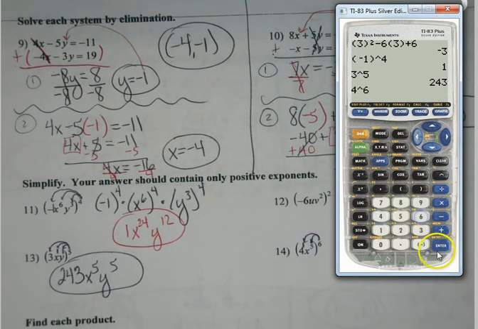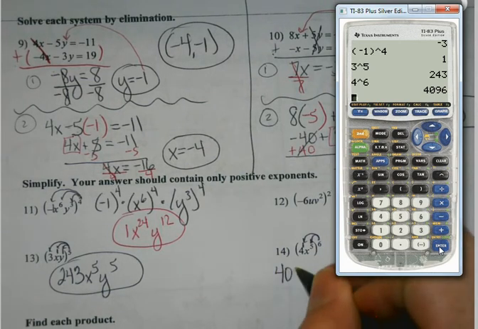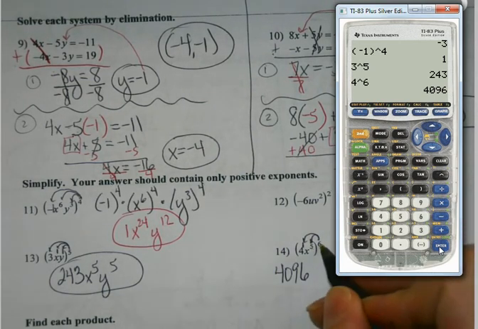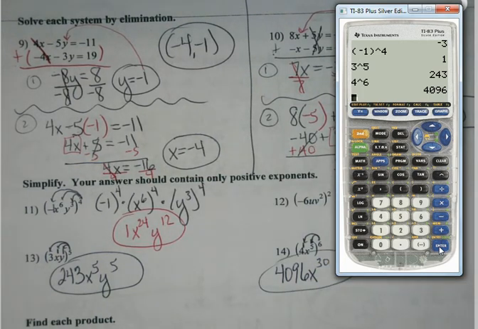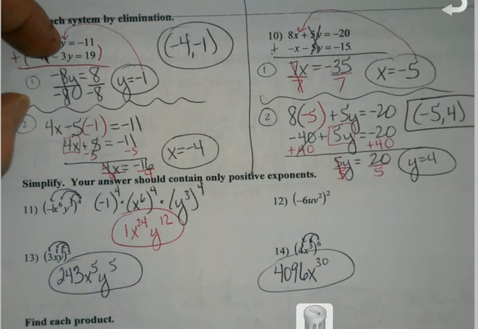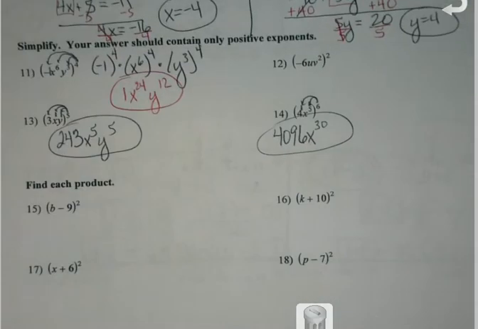So I've got 4 to the 6th. It's a big old number, 4,096. And then 5 times 6 is 30. Multiply exponents. That's all we're trying to do. Then our last couple of little review things down here at the bottom are helpful hints.